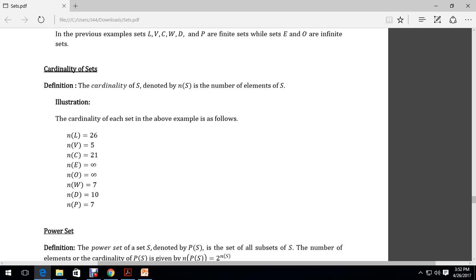The cardinality n of L is equal to 26. The cardinality of the set of vowels is 5. The cardinality of the set of consonants is 21. Since sets E and O are infinite, their cardinalities are infinity. The number of days in the week is 7. The number of digits from 0 to 9 is 10. And the number of distinct letters in the word Philippines is equal to 7.